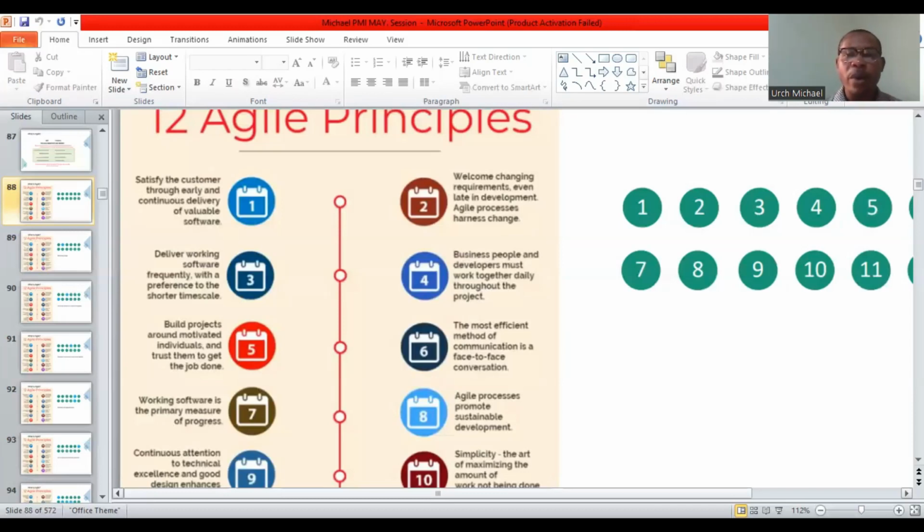Then secondly, welcome changing requirements, even late in development. So the agile process harnesses changes even late in the development stage. Then also, deliver working software frequently, with a preference to the shorter time scale.